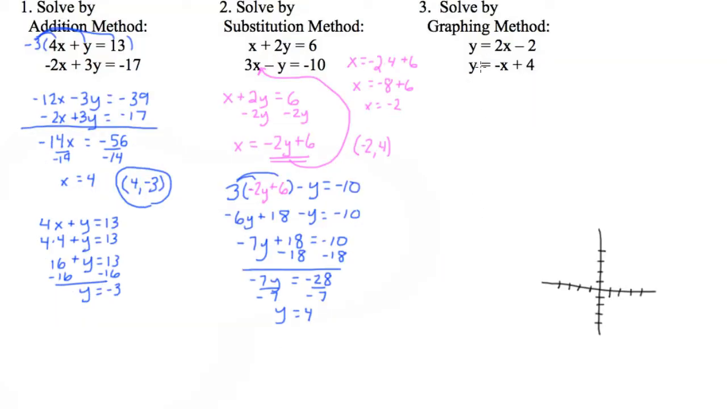To do the graphing method, you want to graph both of these lines and find the point of intersection. That will tell you at what point the x and the y coordinates are the same for these two. So when we graph lines, the b number is your y-intercept. So you go to your y-axis and make a dot at negative 2.